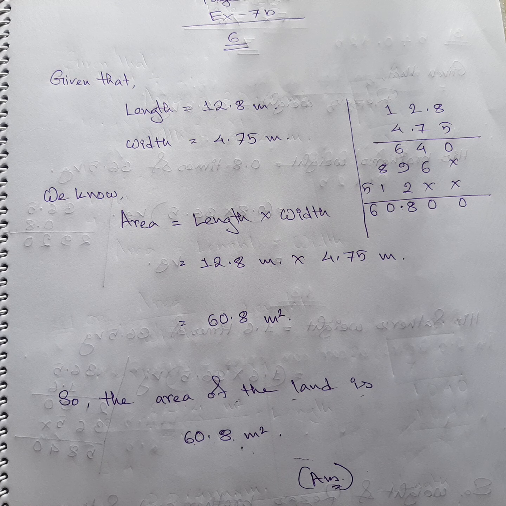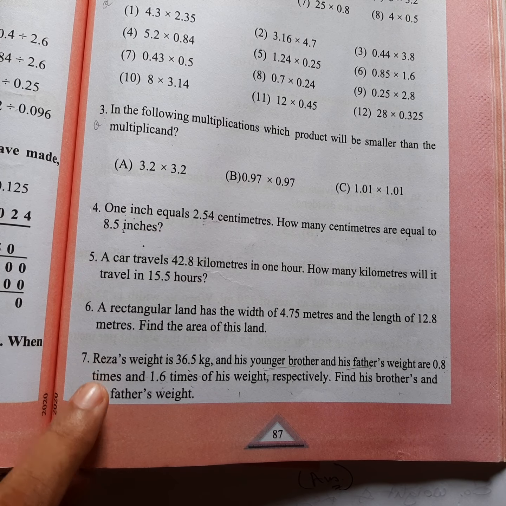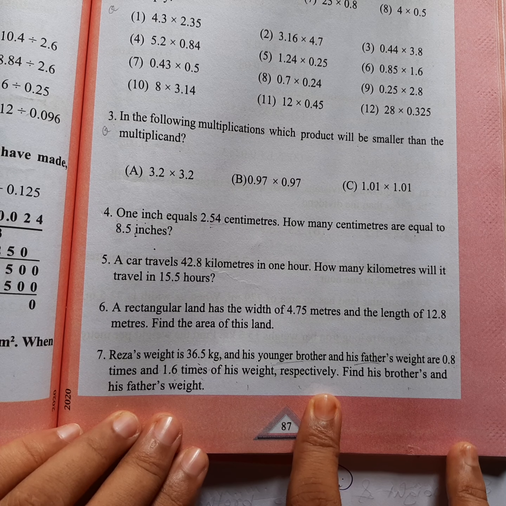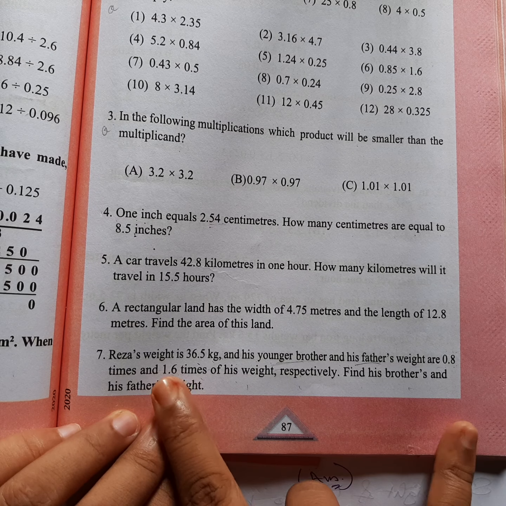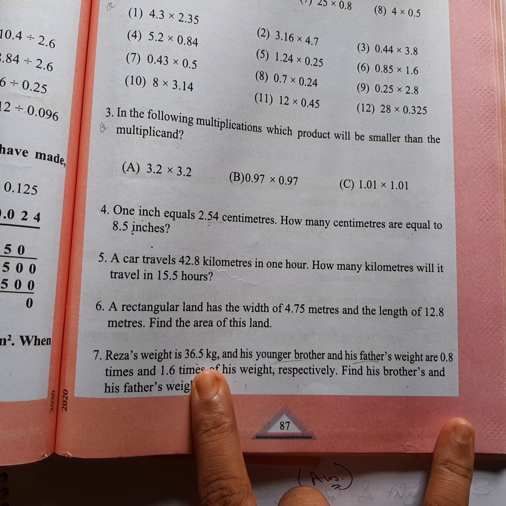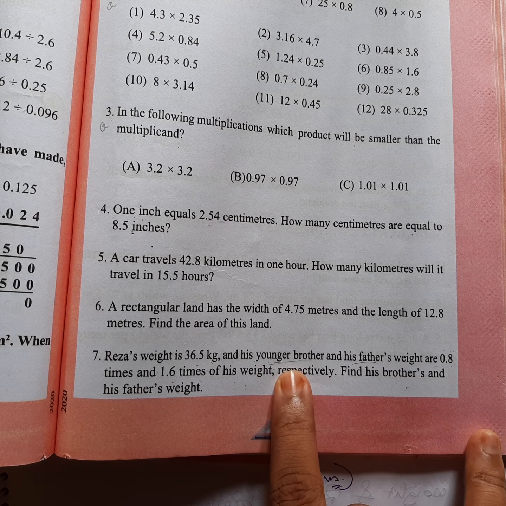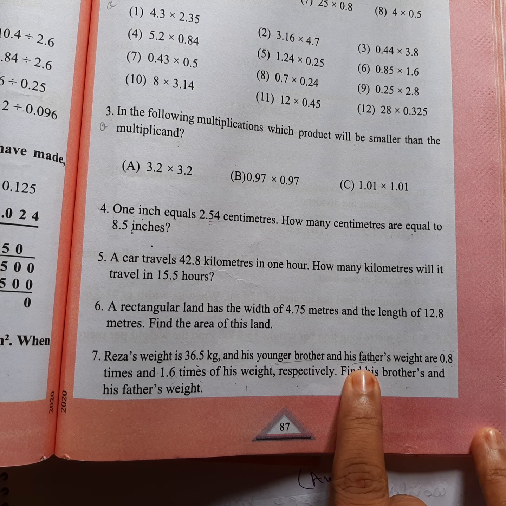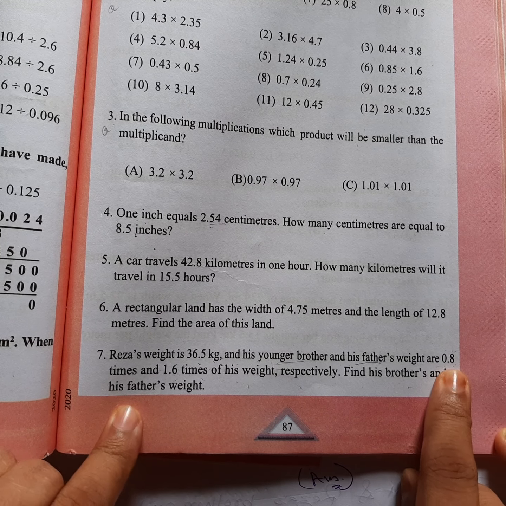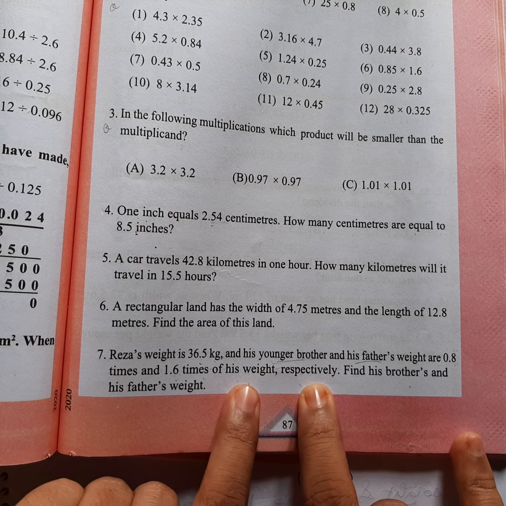And now we are going to talk about our 7 number maths. This is also a little bit big, but it is also easy. The weight of Reza is 36.5 kg. Reza is a person, and we are talking about his younger brother and his father, whose weights are 0.8 times and 1.6 times of his weight respectively.